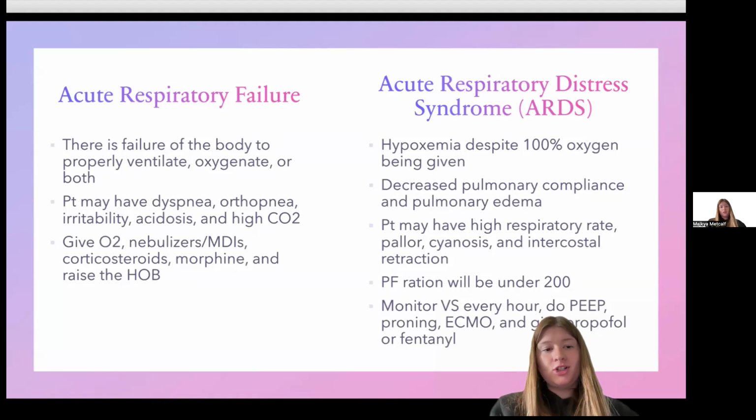With these patients, we want to make sure that we're giving them oxygen. We can use nebulizers or metered dose inhalers, corticosteroids, morphine, and then as always, we can just increase their head of bed to help with that oxygenation.